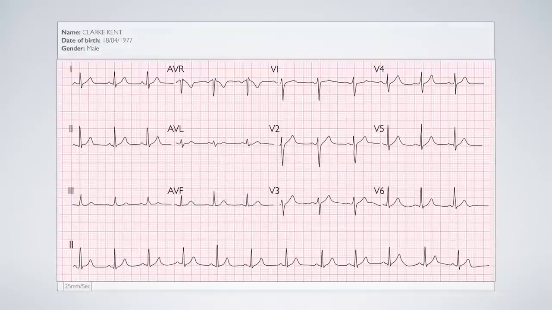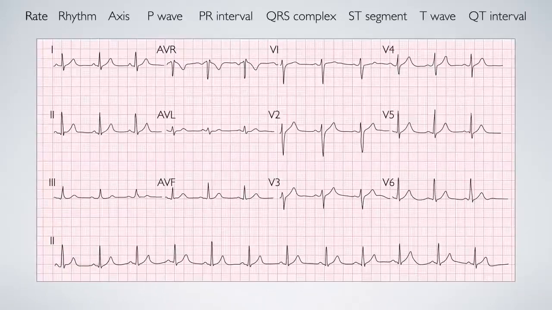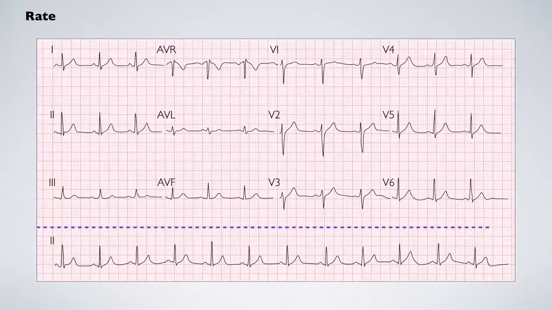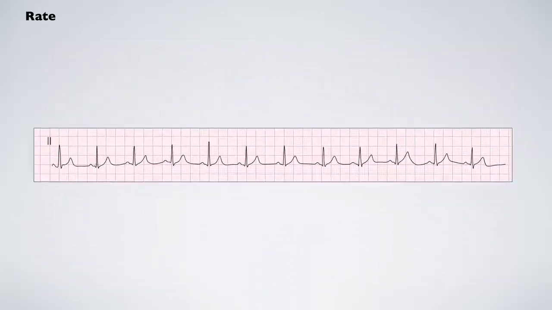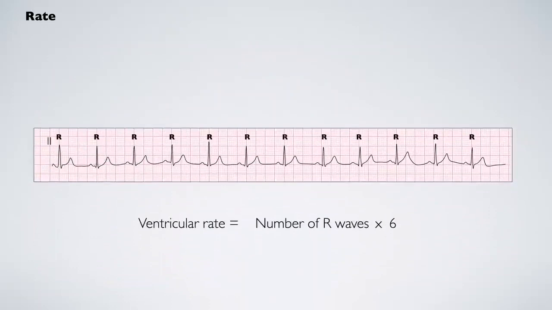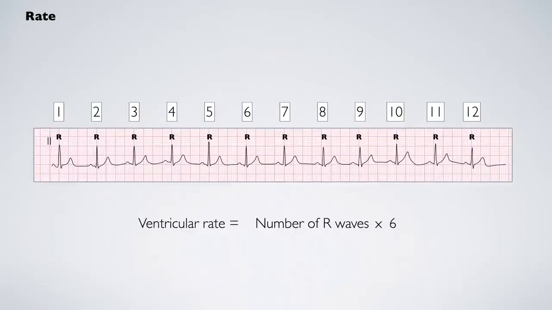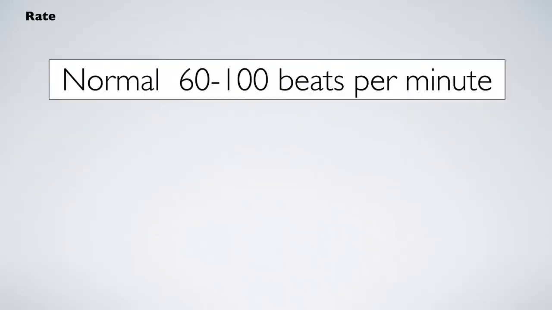We now move on to interpretation of the ECG, starting with the rate. First, locate the rhythm strip on the lower part of the ECG trace. Determine the rate by counting the number of R waves and multiplying this by 6. In this example, the ventricular rate is 72 beats per minute. A normal heart rate typically ranges between 60 to 100 beats per minute.